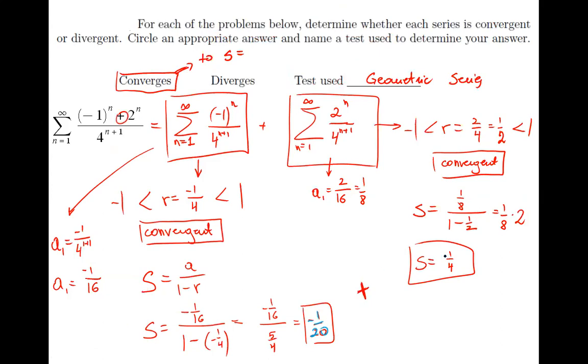Then I have to add these two numbers together: negative 1 over 20 and 1/4. That is negative 1 plus 5 over 20, since 1/4 is 5 over 20. That gives 4 over 20, which is 1/5. The sum is 1/5.